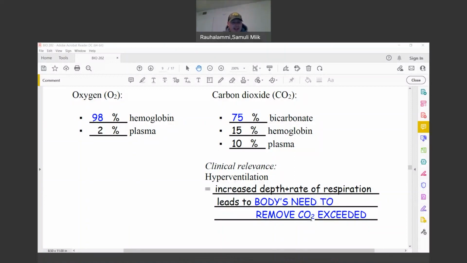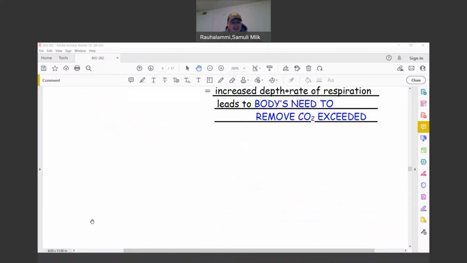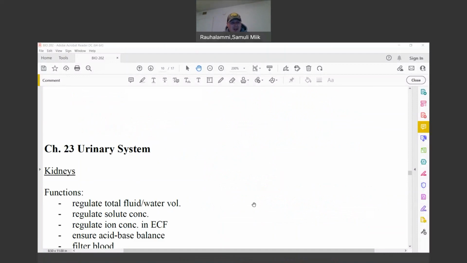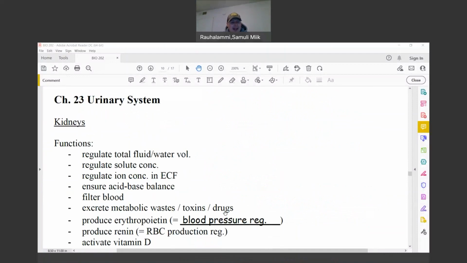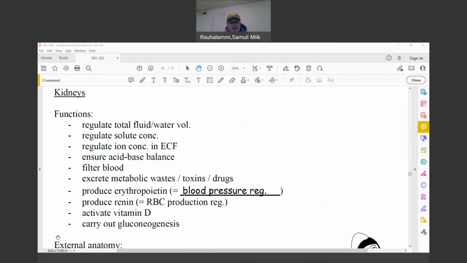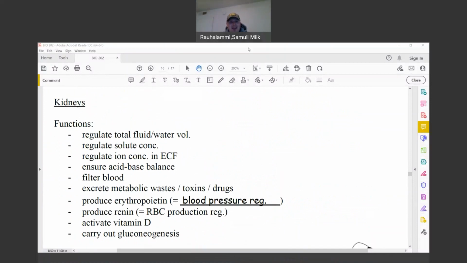And what I'd like to do next is quickly revisit the urinary system and some of the key points from that, as it comes to what you want to know for preparation for the exam. So the urinary system and kidneys have a lot of functions. There's a lot more. I just listed some that obviously stood out for me.